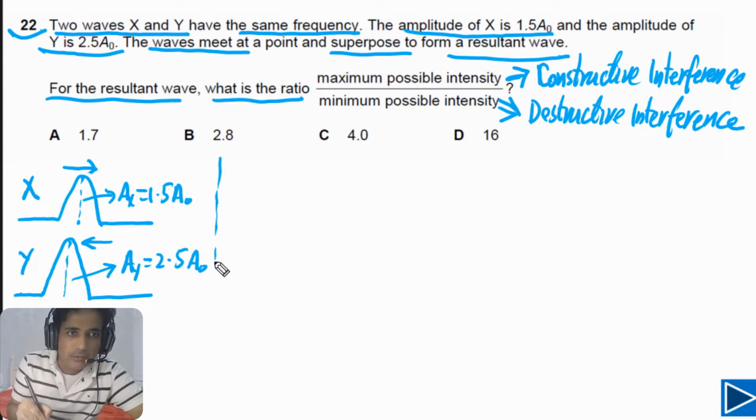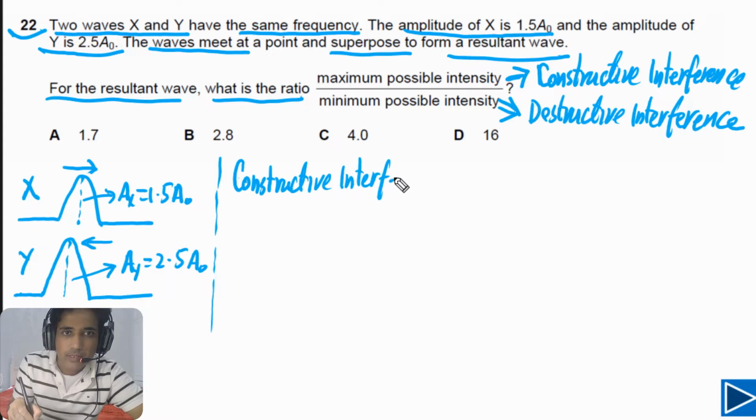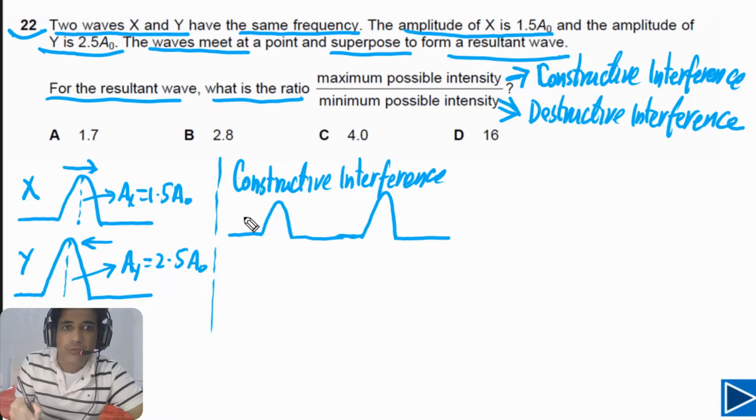Now let's try to understand when these interfere constructively. What is the amplitude of the resultant wave? First of all, we will draw for constructive interference. So for constructive interference, we have wave X and we have wave Y. Y is moving to the left. So we have these two waves, this one is X and this one is Y. At this point, they will interfere with each other.